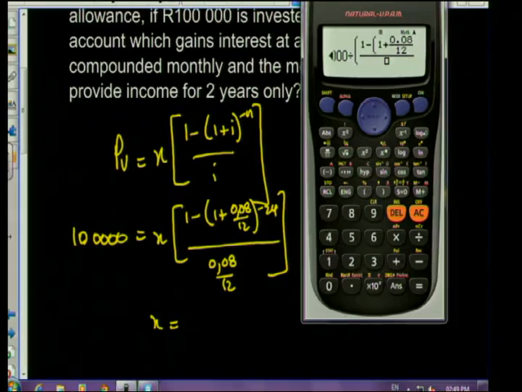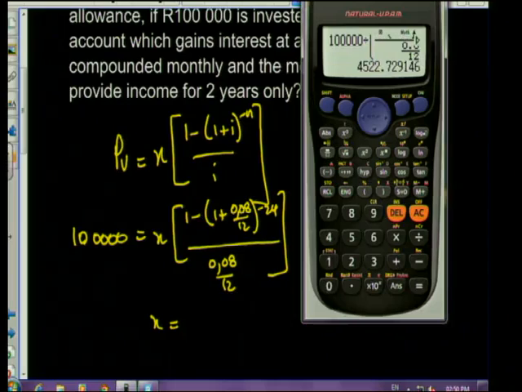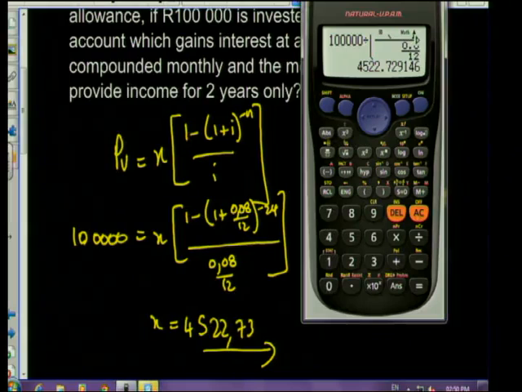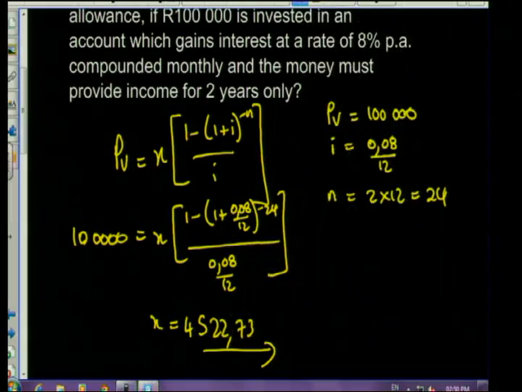And remember that that was being raised. I always know it's a negative exponent when I'm dealing with a PV, power of negative 24. Scroll down, put your fraction, 0.08 all over your 12. Scroll to the end so you make sure you close off your brackets, otherwise your calculator will tell you there's an error. Press equals, and this now has told me what I can take out. So it's 4,522 and 73 cents.